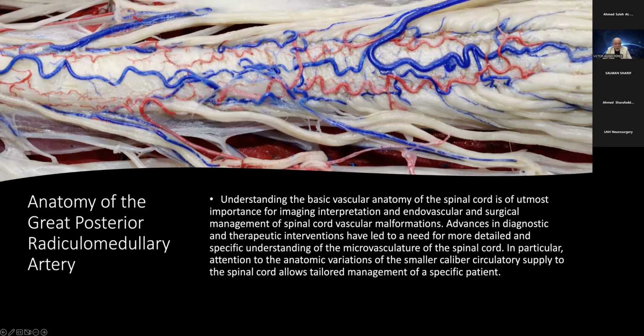arteries, each one in each side of the spinal cord, for example, left side and right side, and they have a very nice anastomosis between them. And in this case, we have the great posterior radiculomedullary artery. So this artery was discovered about 70 or 80 years ago, no more. So this is really interesting. Let me show you this.